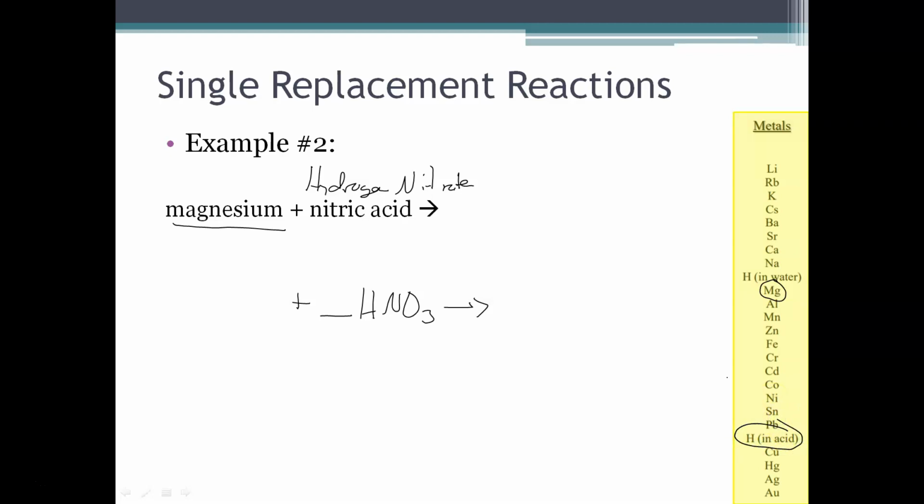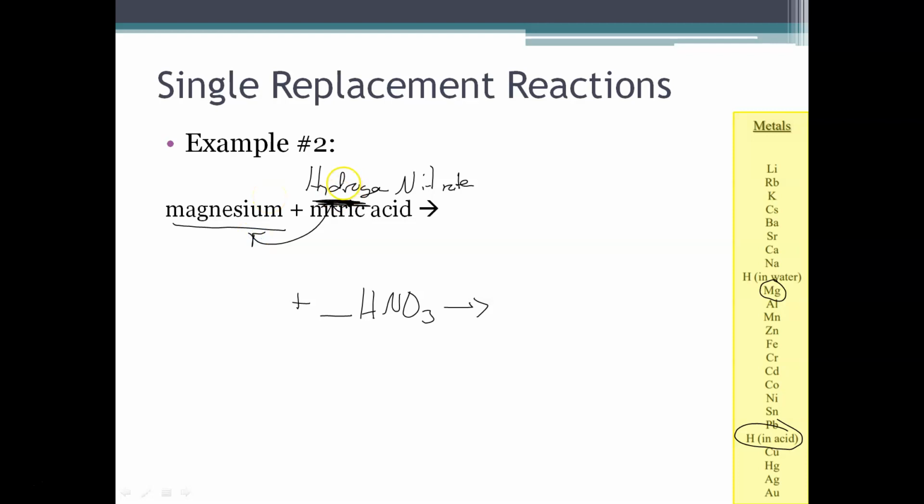Hydrogen in acid is here towards the bottom. So I'm going to underline the hydrogen here to see if I'm going to switch it with magnesium. In this case, magnesium, you want your single element, that's important, your single element must be more reactive or active than the element it is trying to replace. In this case, it is, so the replacement will occur.